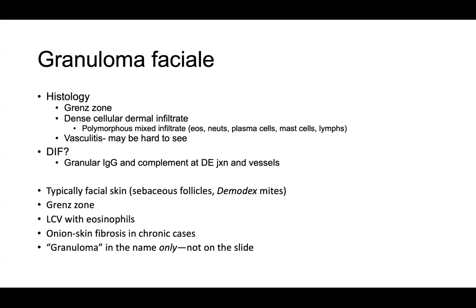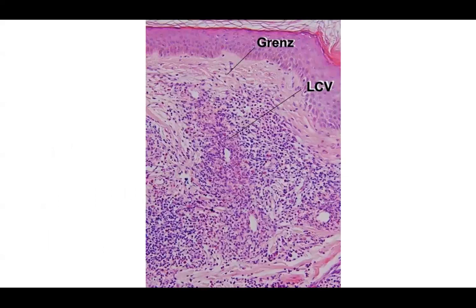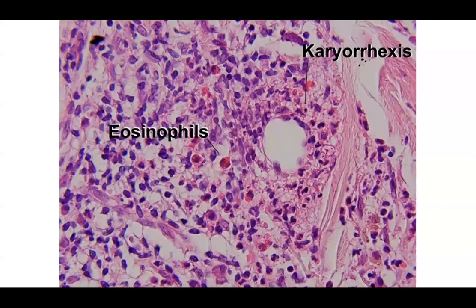And it's unfortunately a misnomer, so you don't have granulomas on the actual pathology. It's just in the name. So here you see that Grenz zone, which is that lack of involvement of the upper epidermis, that clean separation between the epidermis and the dermis, and then the slightly lower inflammatory infiltrate in the dermis with perivascular lymphocytic inflammation composed of neutrophils, eosinophils, lymphocytes, histiocytes, mast cells. Here you see just an example of some of those eosinophils, taken from Dr. Elston's textbook.